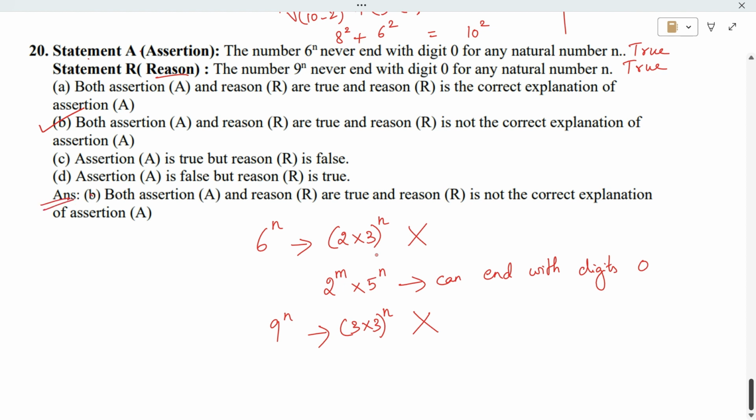So the answer is given here. Hope you have solved all the 20 questions along with me.